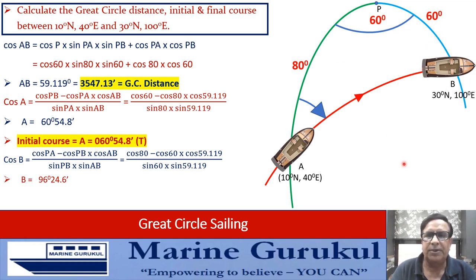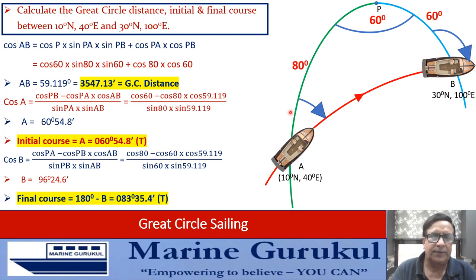We go to the PAB triangle and mark off the final course clockwise from true north at B up to the ship's head. I'm sure we'll agree that this represents the final course. And what do we see in the diagram? The final course is 180 minus calculated angle B, and we come here, the final course is 180 minus B, which is 083 degrees 35.4 minutes true.